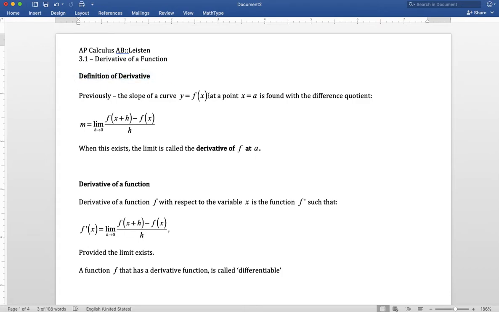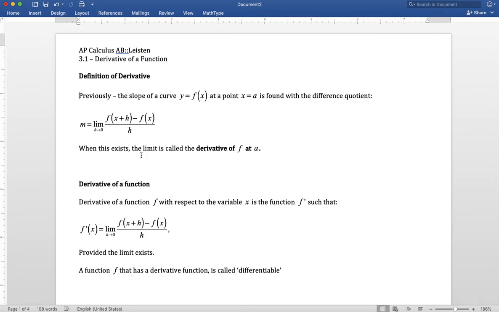Previously, the slope of a curve at a single point, we found with the difference quotient. So for a given point, we use that limit as h approaches 0 of f of x plus h minus f of x all over h. When that limit exists, we call that the derivative of f at that point a.